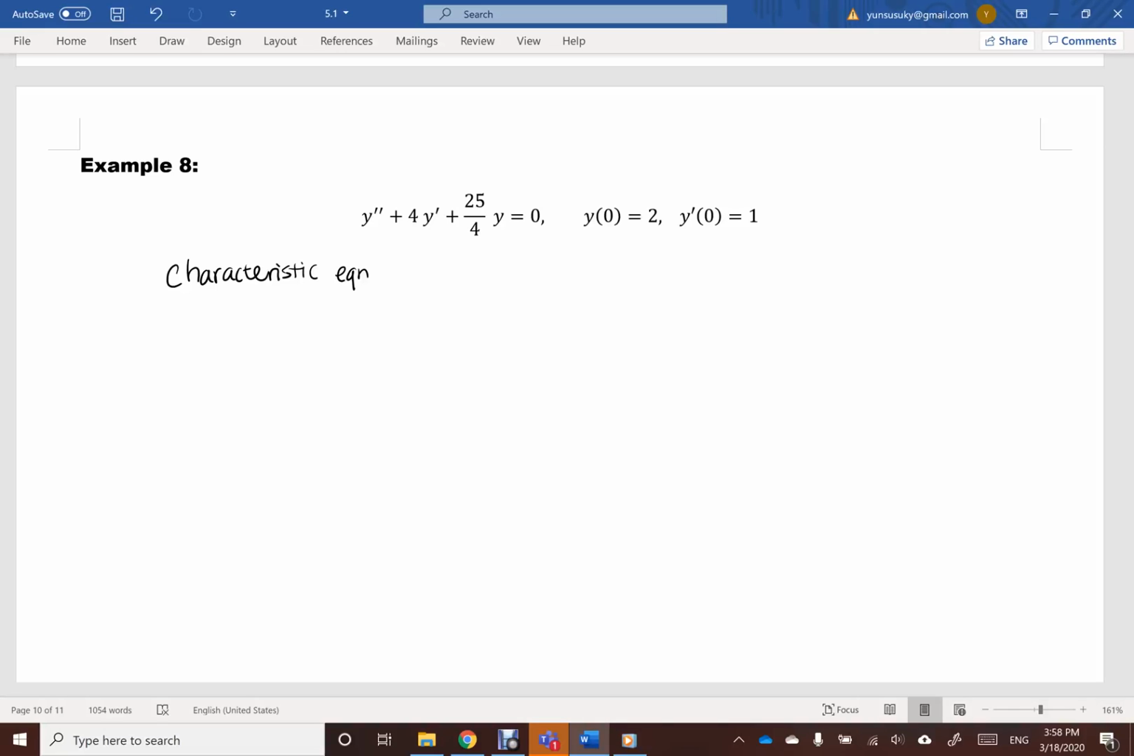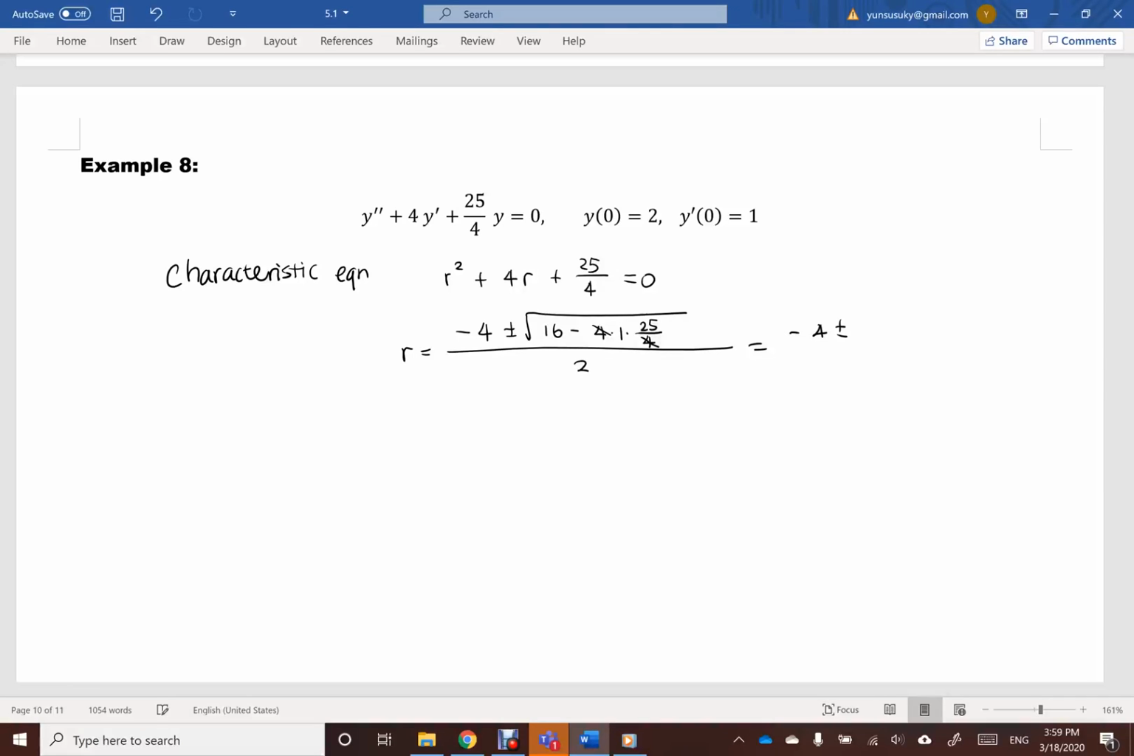When you see y double prime, we replace it by r squared. When you see y prime, we replace it by r. When you see y, that will give us the constant. Okay, so r is negative b plus or minus the square root of b squared minus 4ac, all over 2a. Oops, they cancel. Do you know what is 16 minus 25?